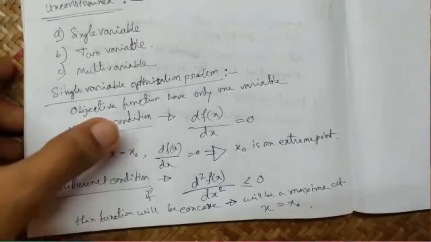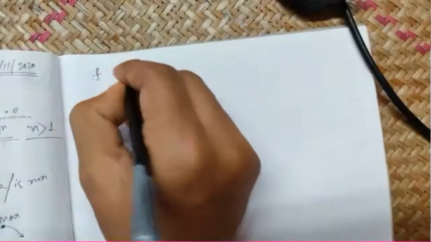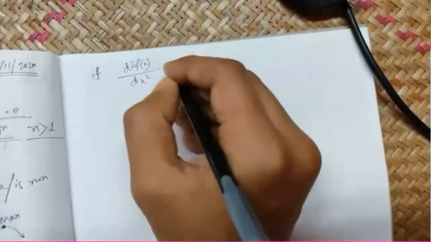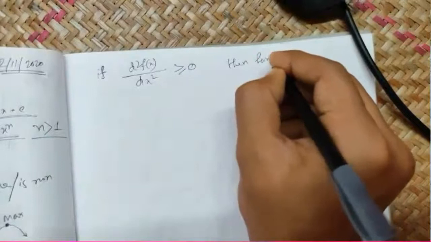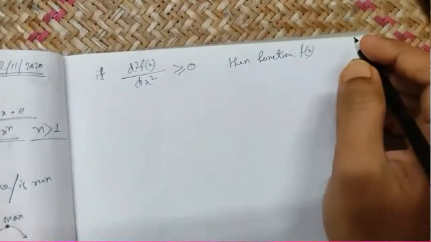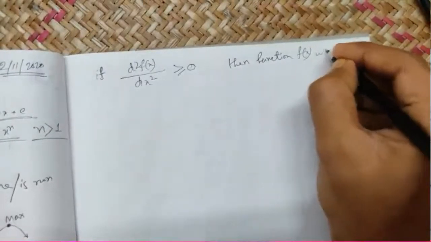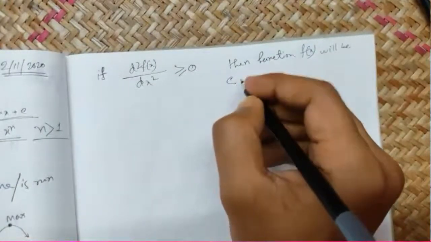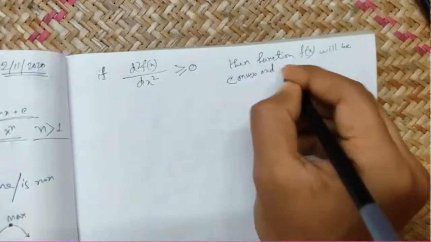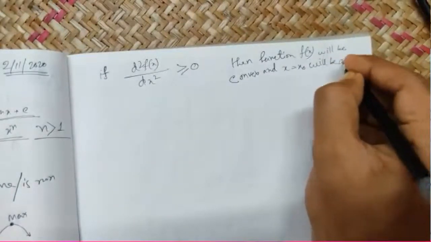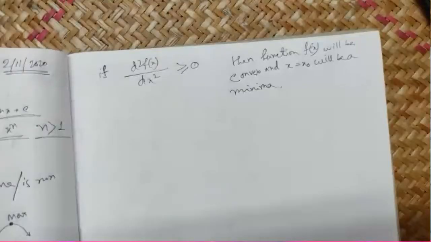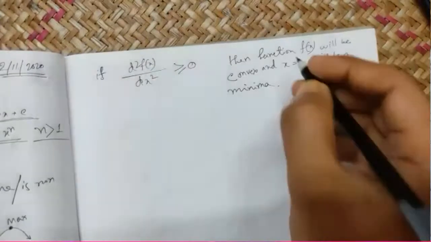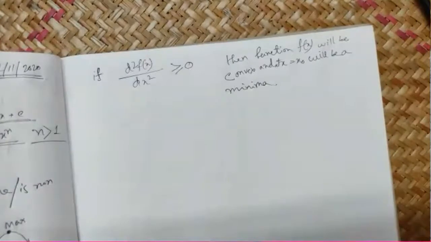Okay, now if d2f(x)/dx2 is greater than or equal to 0, then the function f(x) will be convex and x equal to x0 will be a minimum. Okay, so is the case clear?